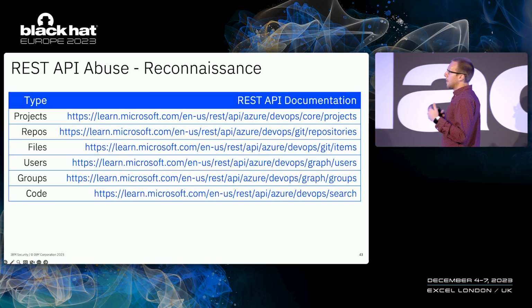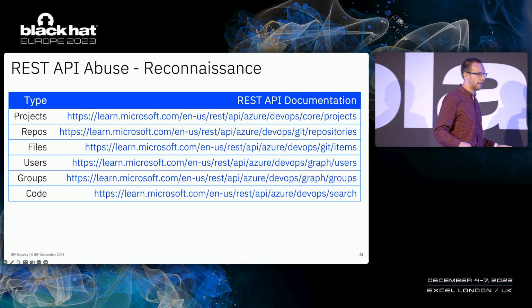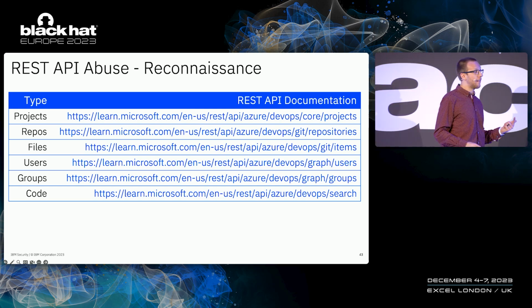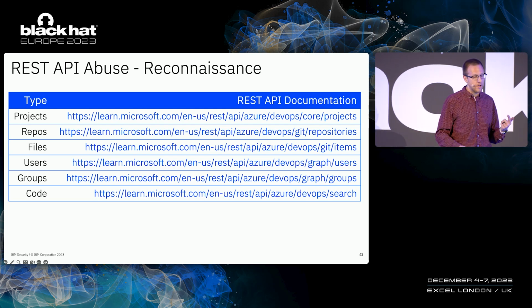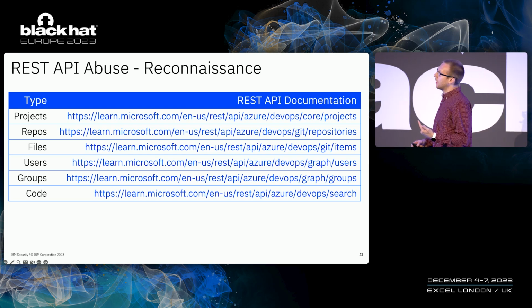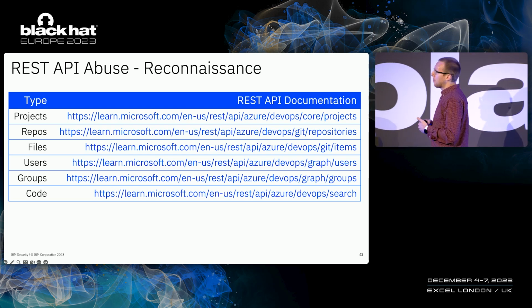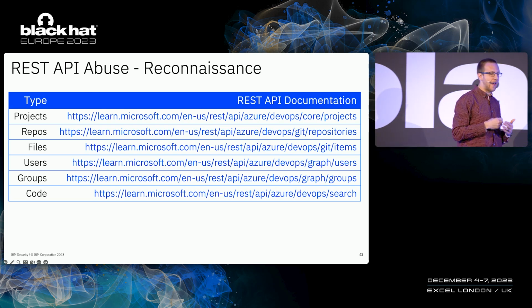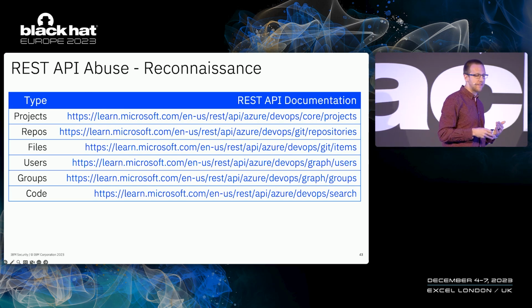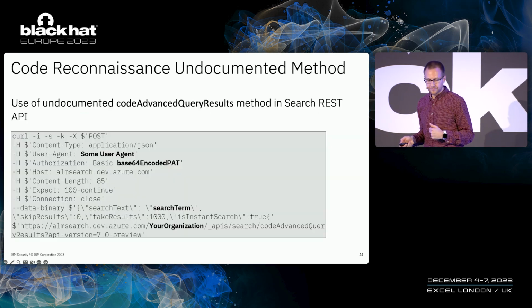Now, there's a REST API available in Azure DevOps Services, and there's tons of different things you can do in the REST API. One of them being reconnaissance. So again, these are the 6 most useful types of reconnaissance from an attacker perspective. I've got the REST API documentation listed there. The white paper also has full example commands on how you would use each of these REST APIs. But I specifically want to call out code reconnaissance.